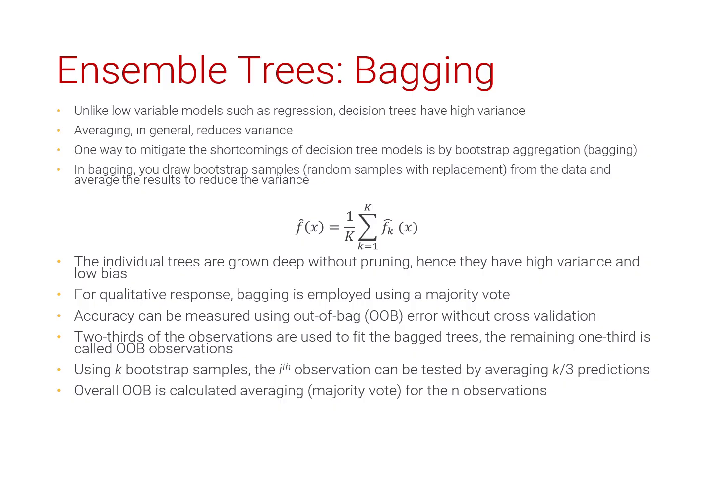In the context of decision trees, bagging involves drawing bootstrap samples from the original dataset and training a separate tree on each sample. A bootstrap sample is created by randomly selecting observations from the original dataset with replacement. This means that some observations may appear multiple times in a bootstrap sample, while others may be omitted entirely. By training decision trees on these bootstrap samples, we introduce diversity and randomness into the learning process. Each tree is grown deep without pruning, resulting in models with high variance but low bias.